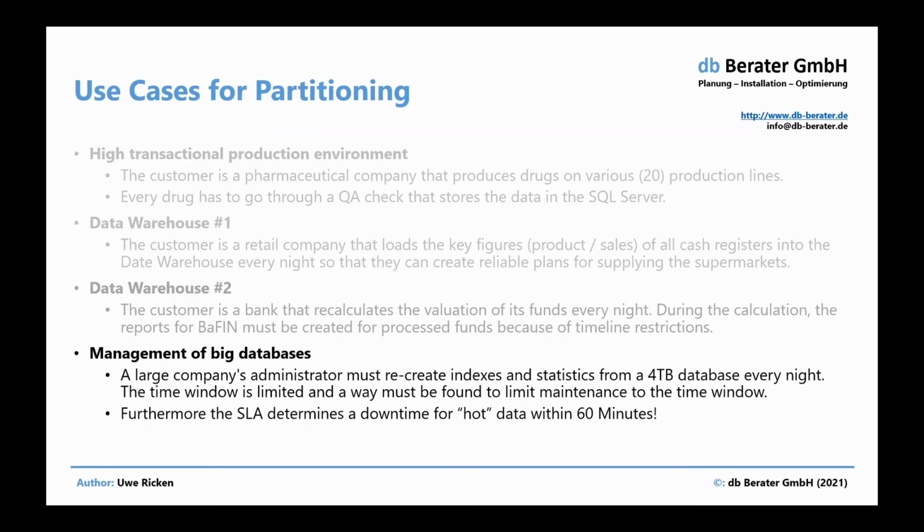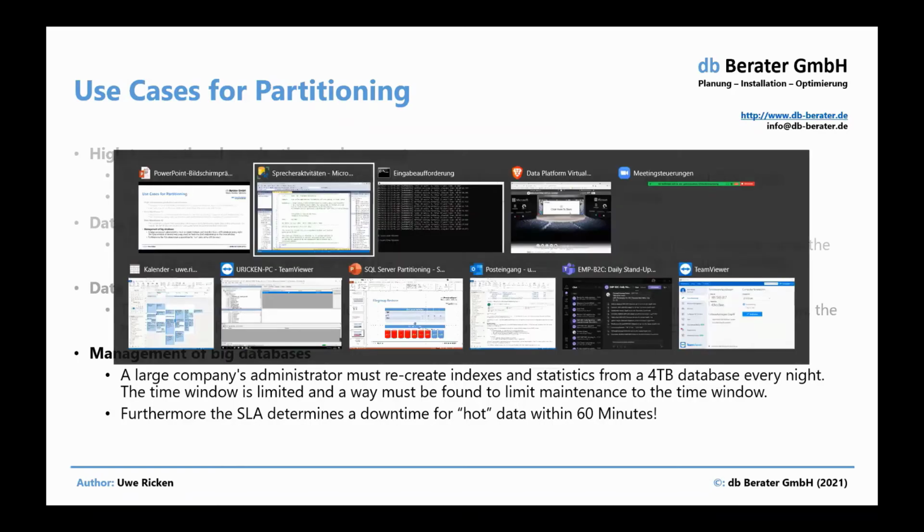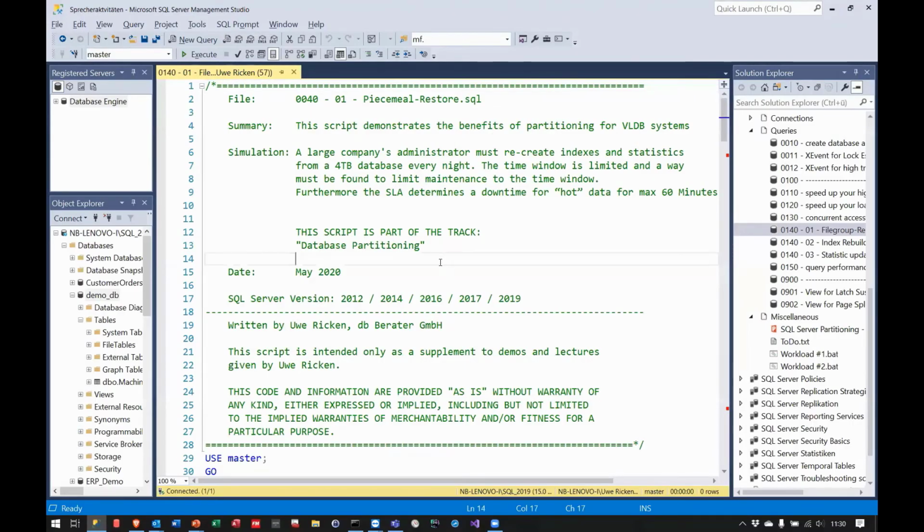But look at this. The management says, well, just please give us at least the hot data within 60 minutes. Hot data means data from a specific range, let's say for the last 3 months, for example. And this is something where partitioning may help you. Here we go.